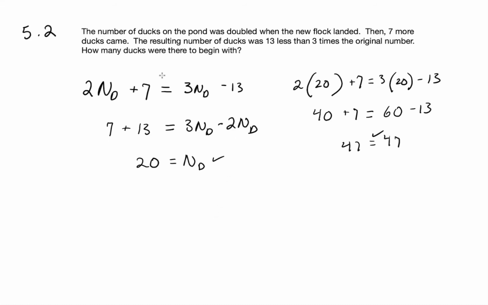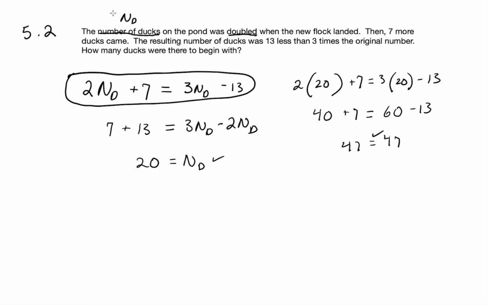So the hard part is this right here. This whole thing. This is the hard part. If we can read it correctly and understand how to put together our word problem, then we can solve it. The number of ducks: find the variable you want to use for number of ducks, and we're using the subscripted variable, was doubled. Doubled means twice when the new flock landed.